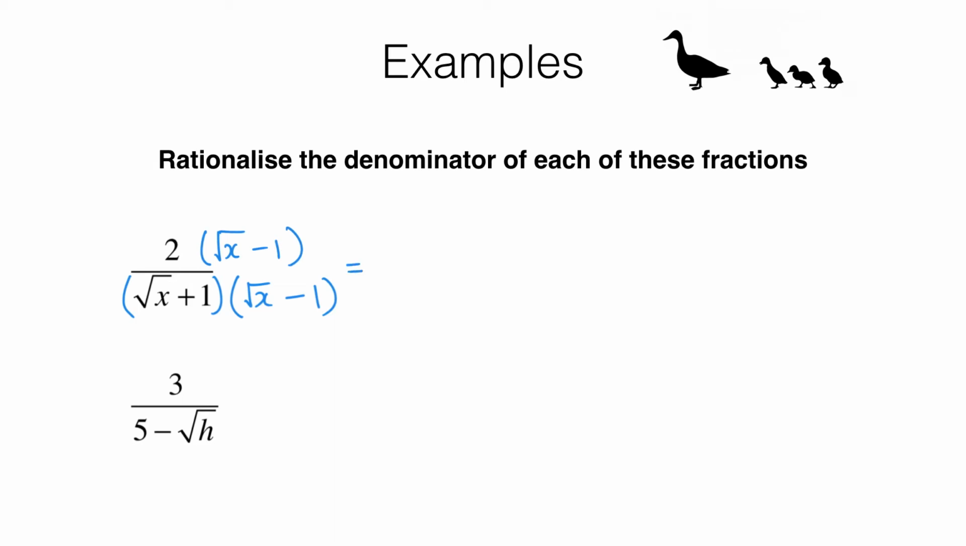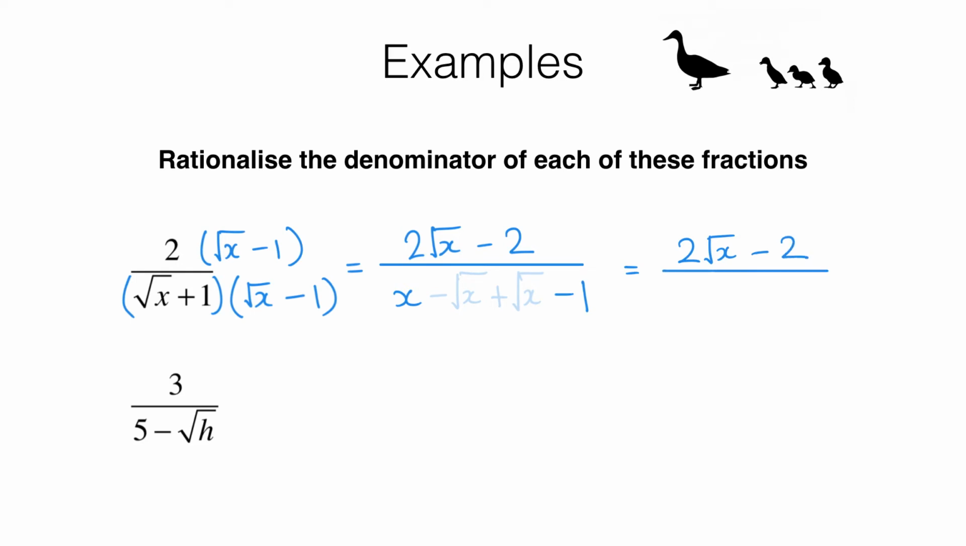Now, multiplying that out, I get a numerator of 2 root x minus 2, and my denominator is going to be root x times root x, which is x. I'm then going to get root x times negative 1, which is minus root x. Then I'm going to get 1 times root x, which is plus root x. And then I'm going to get 1 times negative 1, which is minus 1 there. Notice that these terms add to 0, so they effectively cancel out. So what we have is 2 root x minus 2 over x minus 1.